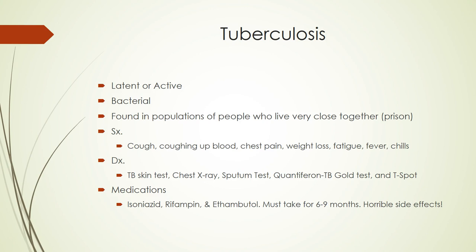And they also do the T-SPOT. The TB skin test, I think that's kind of a standard for everyone, and even for patients who they want to rule it out or think they might have it. If the skin test comes up positive, that really just means that they've been exposed to it, but it doesn't necessarily mean that they actually have it. So medications to take care of this are going to be isoniazid, rifampin, and ethambutol. They must take it for 6 to 9 months, and it has horrible side effects.